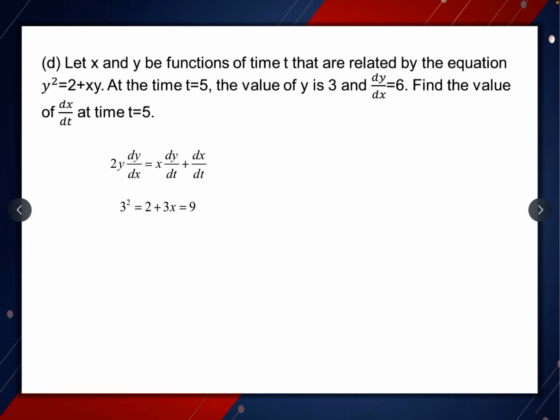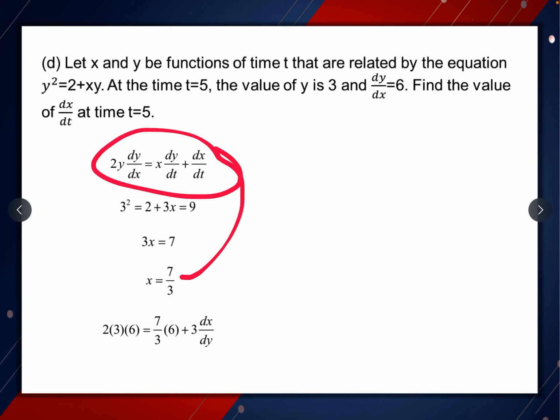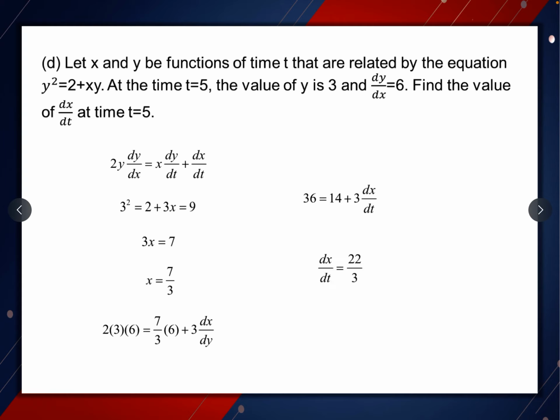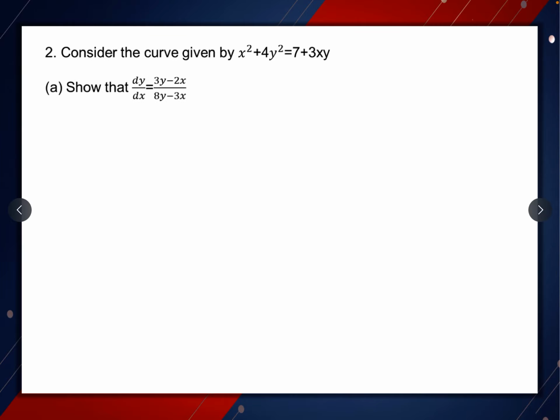And while we plug 3 and 5 into the original function, we can get that 3 squared, which is y squared, equals 2 plus 3x, because y equals 3, so it equals 9. And we can calculate x, which is 7 over 3. And when we have x, we can use all of the values here to calculate this one. So we can finally get dx/dt equal to 22 over 3.